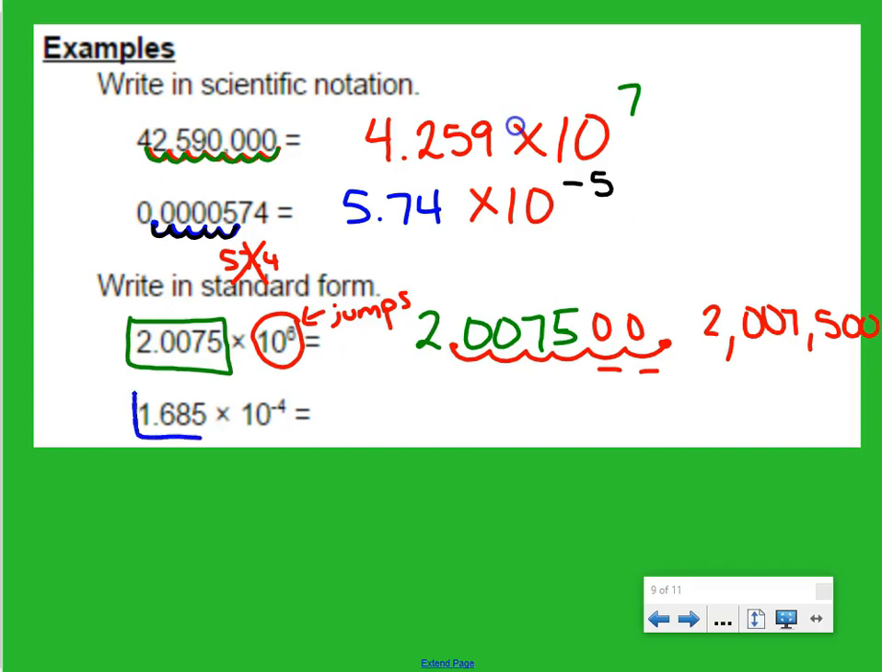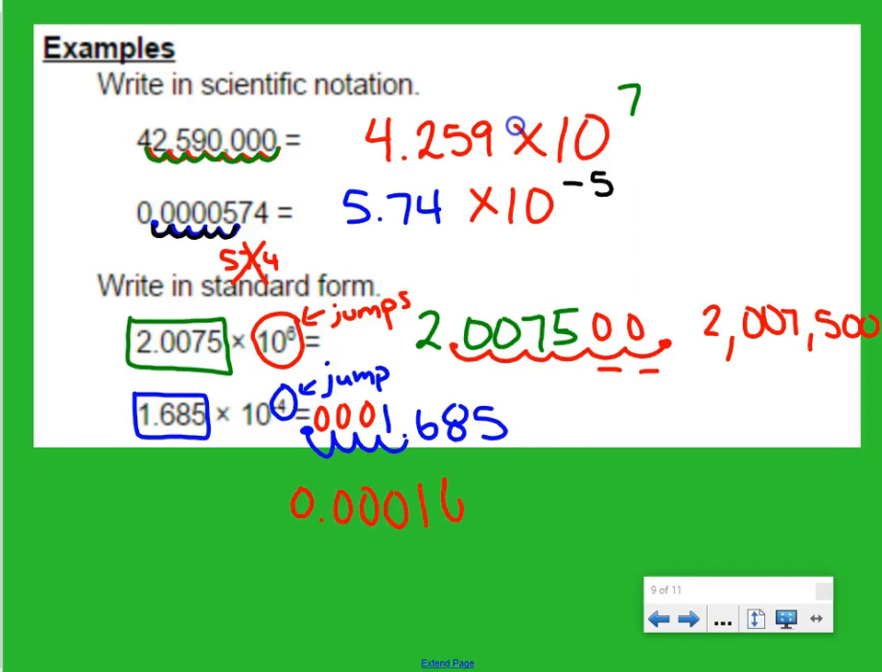For our second example, we have our number that we're starting with, 1.685 times 10 to the -4. That tells us our number of jumps. The negative piece also tells us that we started with a decimal number, which means we're going to move our decimal point to the left. We're going to go over 1, 2, 3, 4. I have some empty holes that I need to fill. Fill those with zeros. So our number is 0.001685.